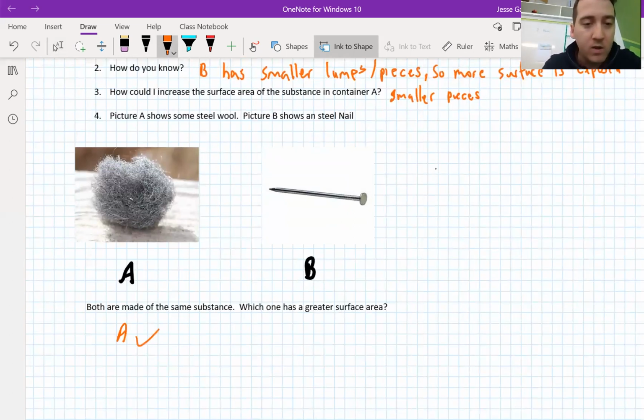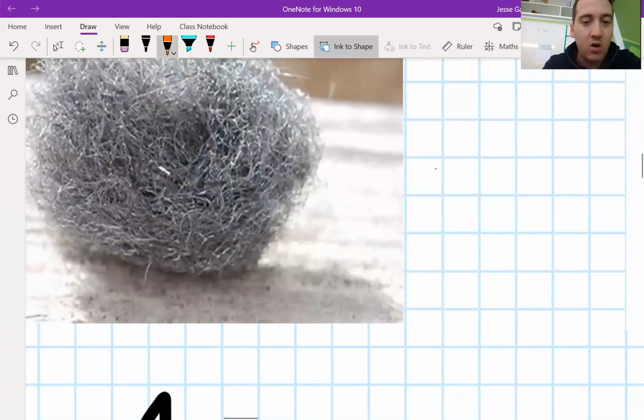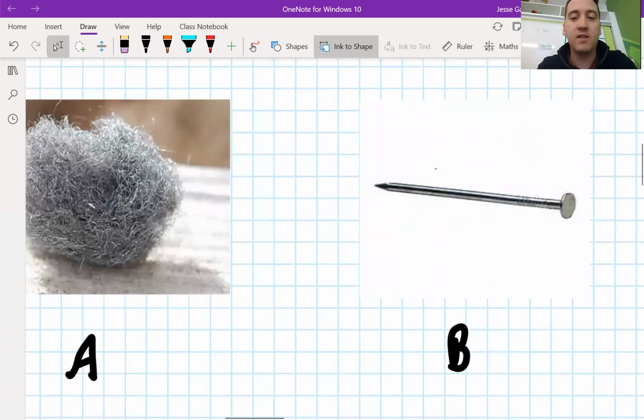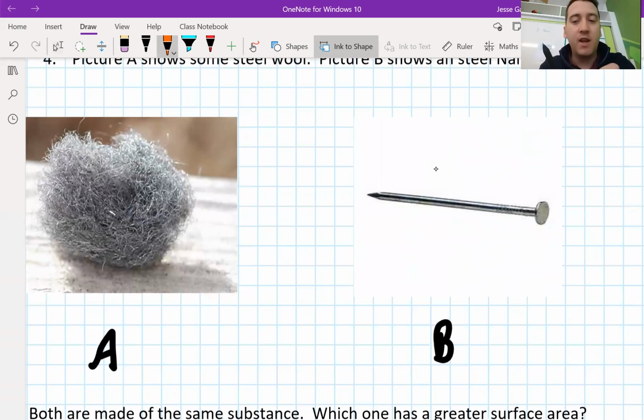Why is that? Well, if we were to zoom in on the wool, you would see it's got all these tiny little skinny fibers. So it's got iron, same as our steel. It's got steel, the same as the nail, but the nail only has this one surface on the outside. What about all of the metal that's on the inside? That's inside that outer surface. That's not exposed. That's on the inside.